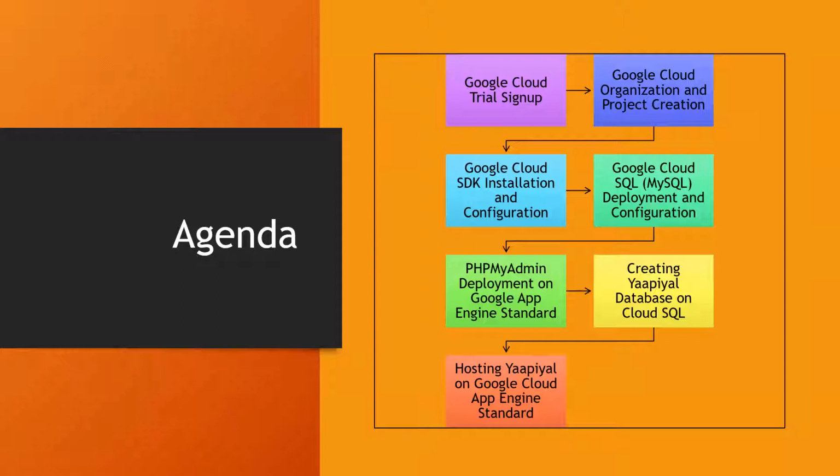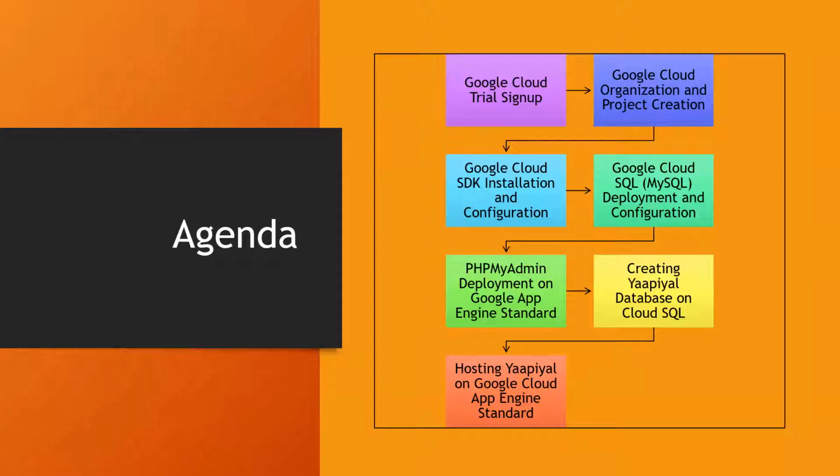And then we are going to set up Google Cloud SQL, the MySQL version on Google Cloud, and then we are going to install PHP on Google App Engine Standard on the same project where we create Google Cloud SQL, and then finally we are going to create the Yaapiyal database and then host Yaapiyal on Google Cloud App Engine Standard. So these are the 7 steps.